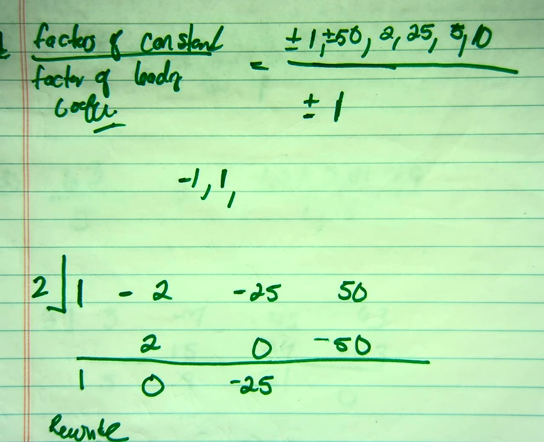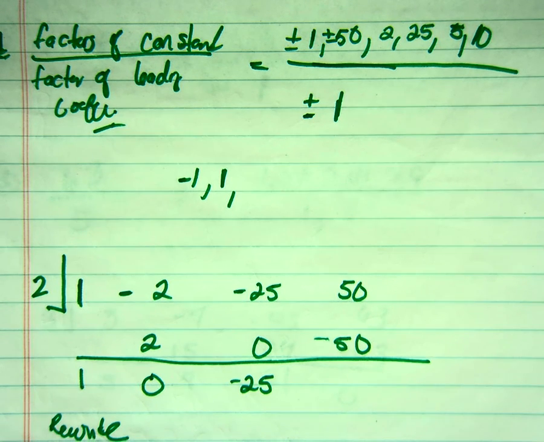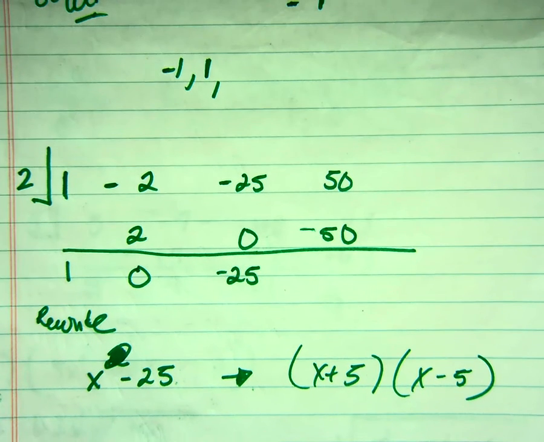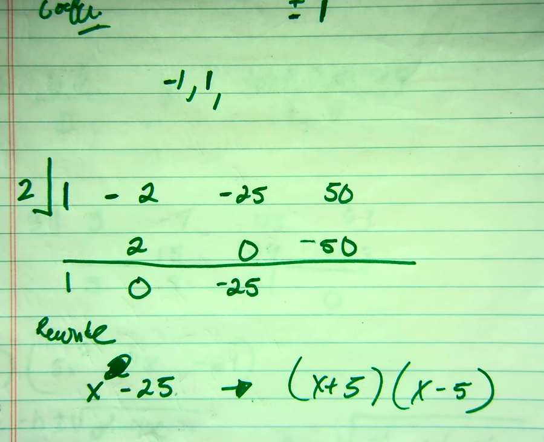So 2 can go into 1. 2 times 1 is 2. There's a 0 right here. And then 2 times 0 is 0. Bring down your 25. And 2 times negative 25 is negative 50. Therefore, you have a 0 remainder. Once you finish doing that, you're going to rewrite it. So now I have x squared minus 25. Normally there's a middle term, but notice how you have a 0. So now I'm going to factor this out. Once I factor it out, I know this one to be a positive 5 and a negative 5.